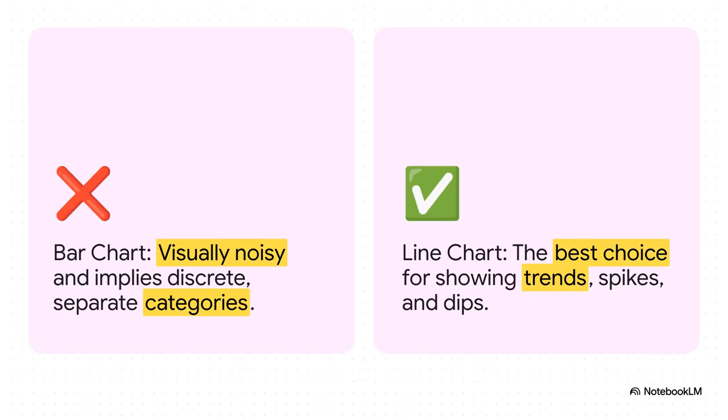This is a textbook case of choosing the right tool for the job. For time series data, a bar chart creates this picket fence effect. It's visually noisy, and it almost implies each day is its own separate event. A line chart, on the other hand, is perfect.